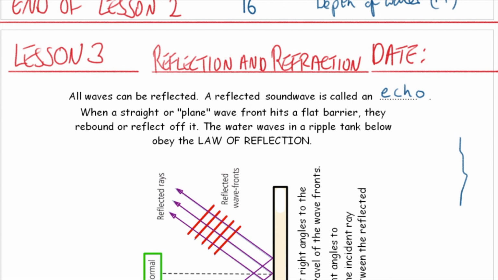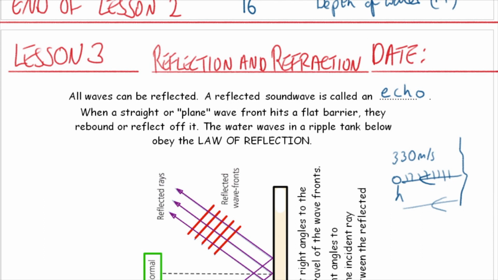There's a cliff. There you are. You shout. There's a sound wave. It then hits the wall and comes back towards you. And it could be a few seconds later because sound travels at around 330 to 340 meters per second. So if it came back a second later, that means it's traveled 330 meters.